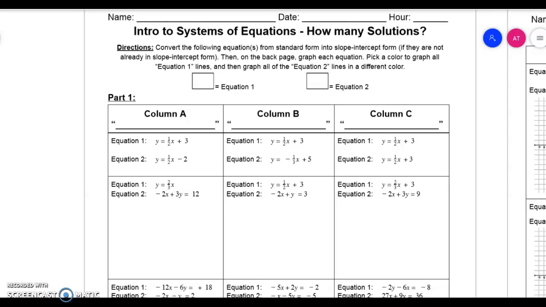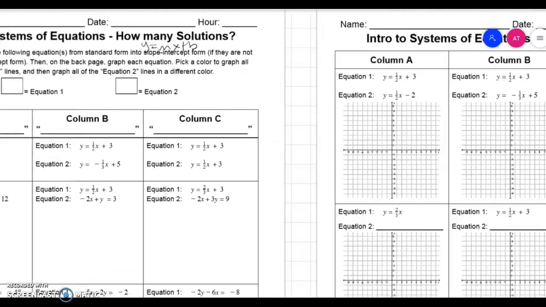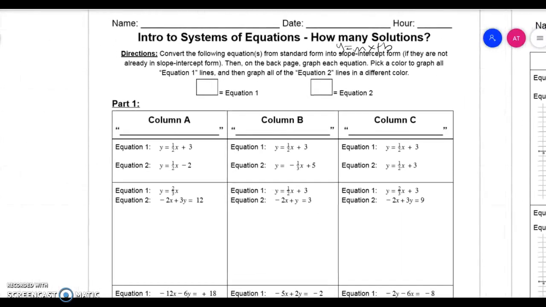Hey guys, today we're going to be learning about Intro to Systems of Equations, about how to graph them. You can use two different colored pencils, or you don't have to, it's completely up to you. It says we need to convert the following equations into slope-intercept form. Remember, this is y equals mx plus b form, if they're not already in slope-intercept form. Then on the back page, we are going to graph both of the graphs and see what's going to happen.